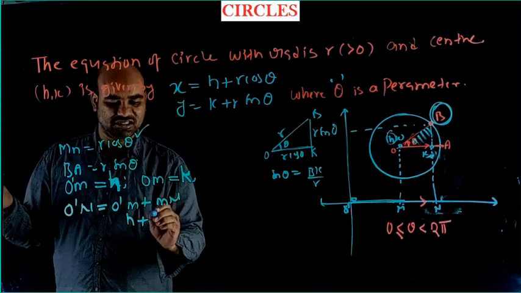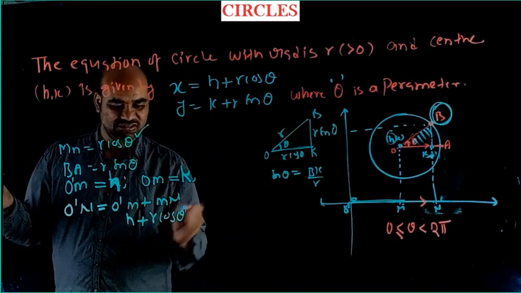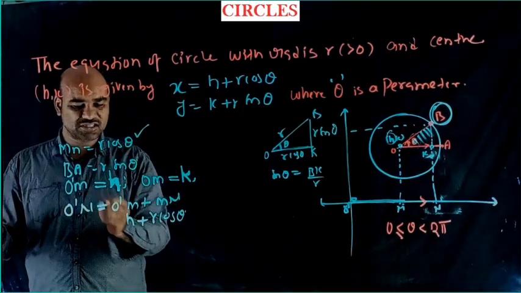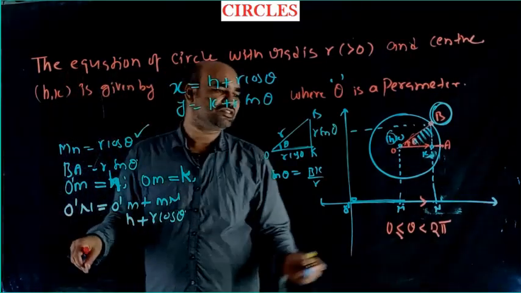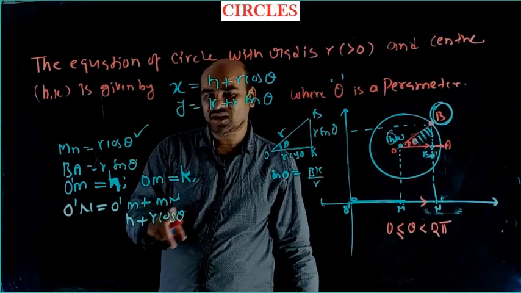MN means r cos theta. So what I got here, O'N is equal to h plus r cos theta. Means the x coordinate of B is h plus r cos theta.